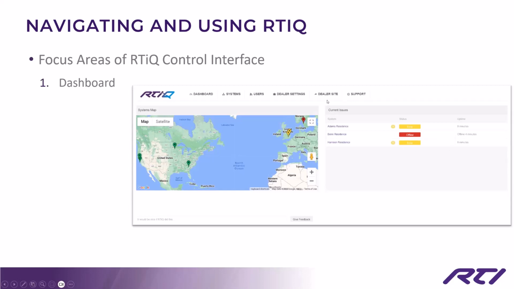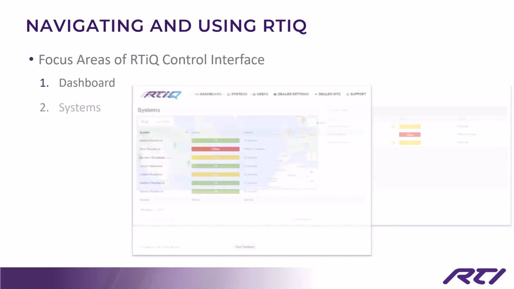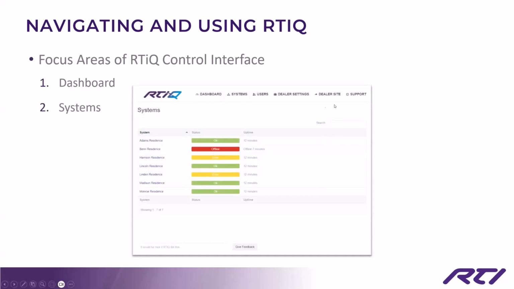So again, the area to the right will only list the systems that have current issues. The area to the left is going to be an overall map of all of your installed systems. Now, if we were to click on our systems button at the top, you would see a list of all of your systems available.